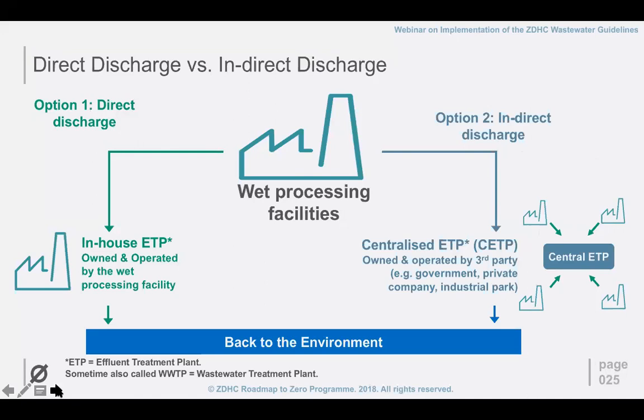And then the other situation is an indirect discharge, and that is when the wet processing facility discharges to a centralized effluent treatment plant that's owned and operated by a third party, which could be a local government, an industrial park, a private company, or some other organization that the company might have some interest in, but it is owned and operated by a third party, not under their direct control. And in that option, the wet processing facility might or might not have pre-treatment operations for wastewater treatment at their facility. In most cases they would have some pre-treatment, but those are the two different types of discharges. So next slide.